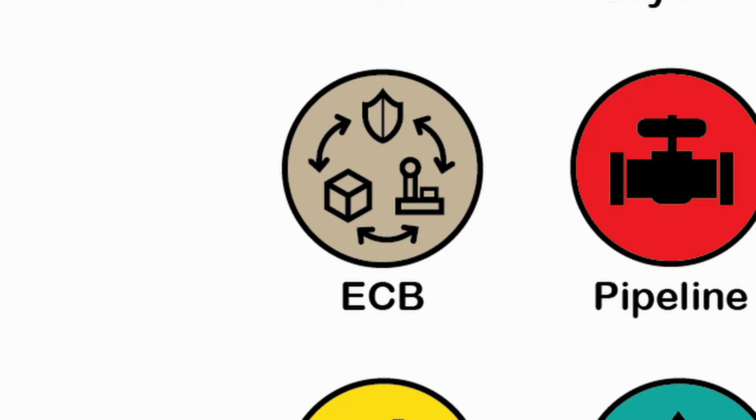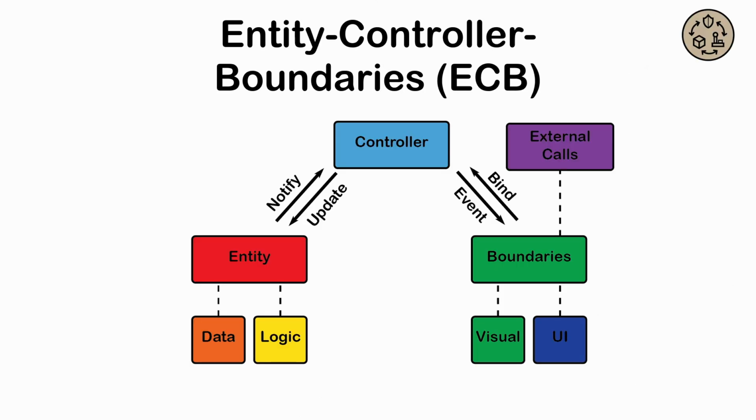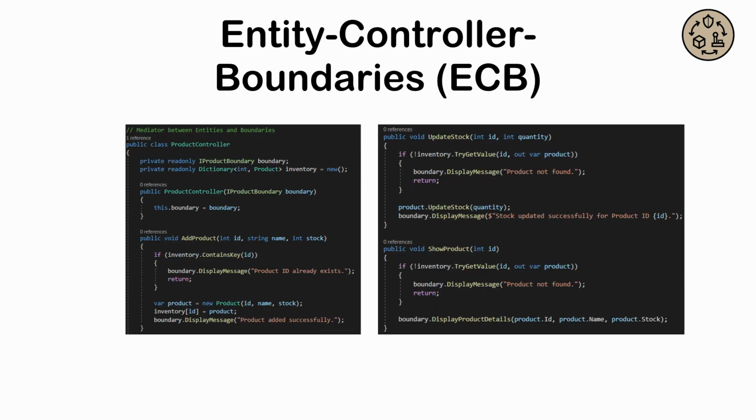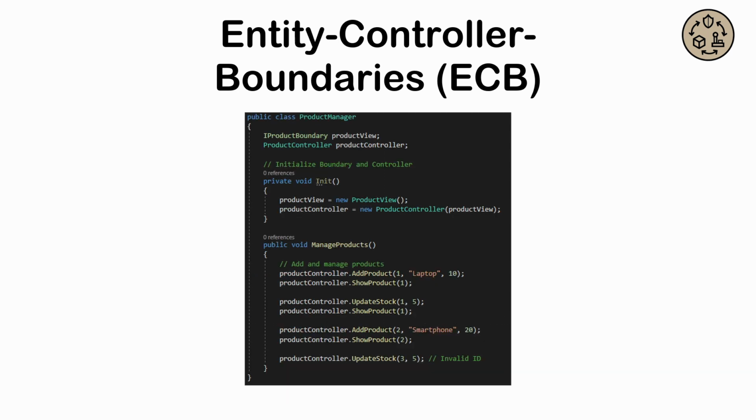Entity Controller Boundaries, or ECB. A design pattern focused on separating responsibilities into entities, called data, controllers, the logic, and boundaries, the interfaces. It's often used in applications where higher emphasis is placed on protecting data and creating a robust user interface. Otherwise, it's quite similar to the MVC and other patterns that promote separation of concerns.